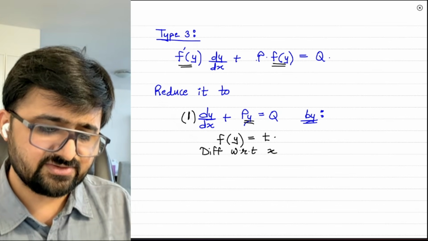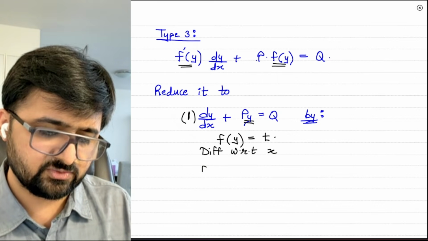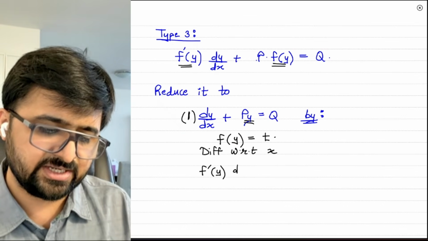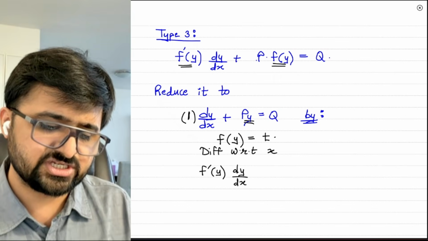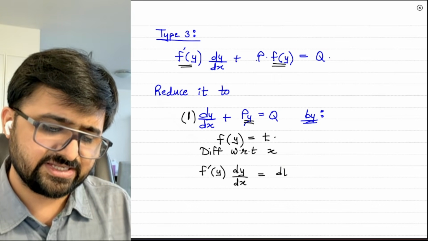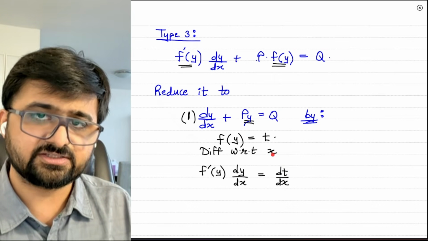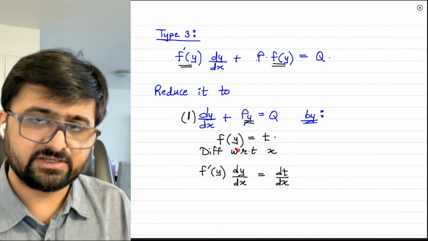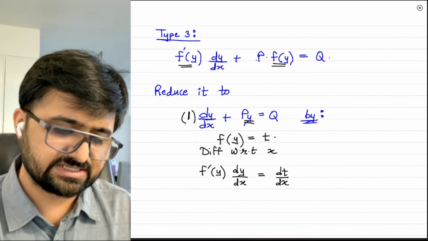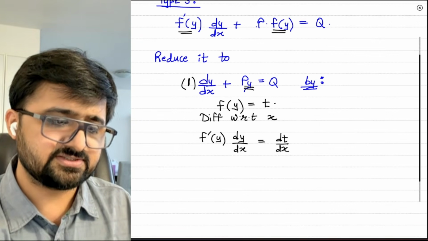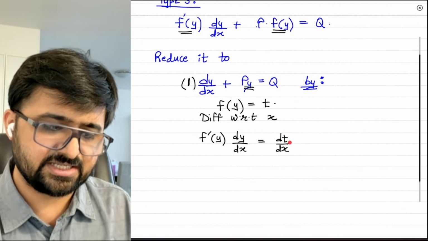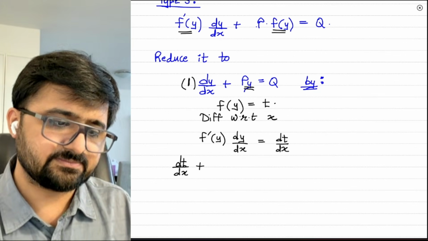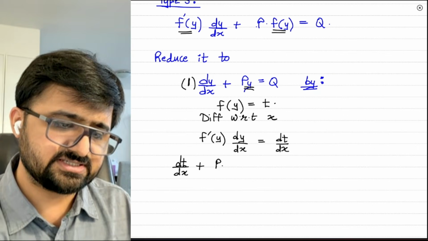If you differentiate with respect to x, the derivative of f(y) with respect to x is f dash of y into the derivative of y with respect to x, which is dy by dx, by chain rule, is equal to dt by dx, the derivative of t with respect to x. Here I applied the chain rule to say this derivative is f dash of y and the derivative of y is dy by dx. So we can make that substitution here. This f dash of y dy by dx is dt by dx. So I can just say this is dt by dx plus p times t.